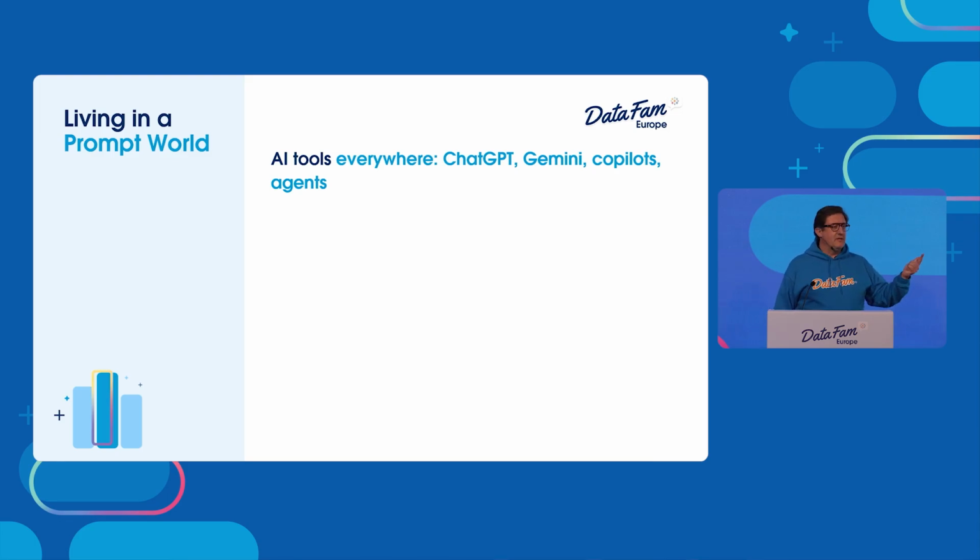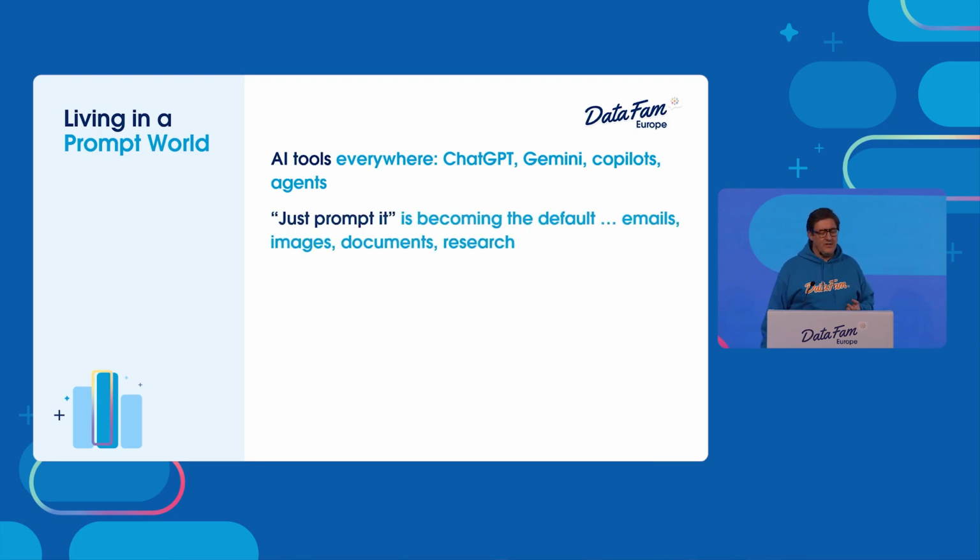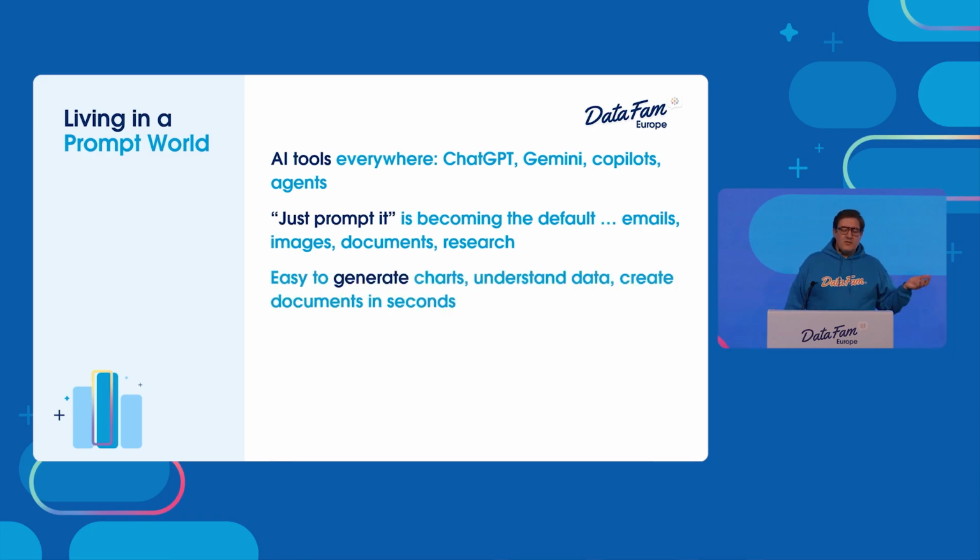Living in a prompt world means that we have all sorts of different AI tools nowadays: ChatGPT, Gemini, Copilots, Perplexity, so many others, that give you everything that you need. We just prompt it, right, and it becomes a default. It's something that we use almost every day now to create images, emails, documents, research, and all that. It's easy to generate. It could generate charts, documents. It can help us understand our data on a day-to-day basis.